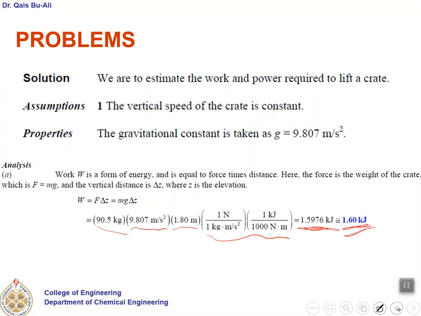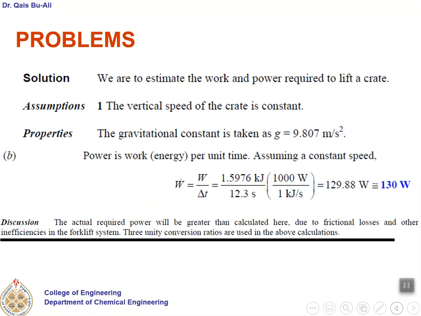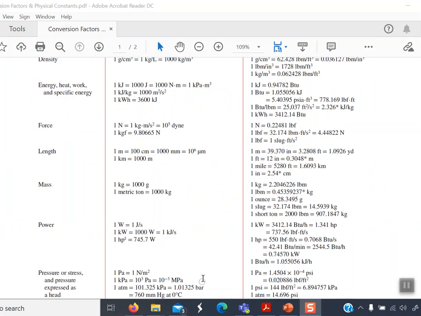Now, for the second part, which is for the power, all you have to do, as I told you, is take the work, which is 1.6 kilojoule, and divide it by the time, and I'm going to use this unity conversion factor, which is for power. Let me go to my slide. Okay, so power: 1 watt is equal to 1 joule per second, and 1 kilowatt is equal to 1000 watts. So this is what you need.